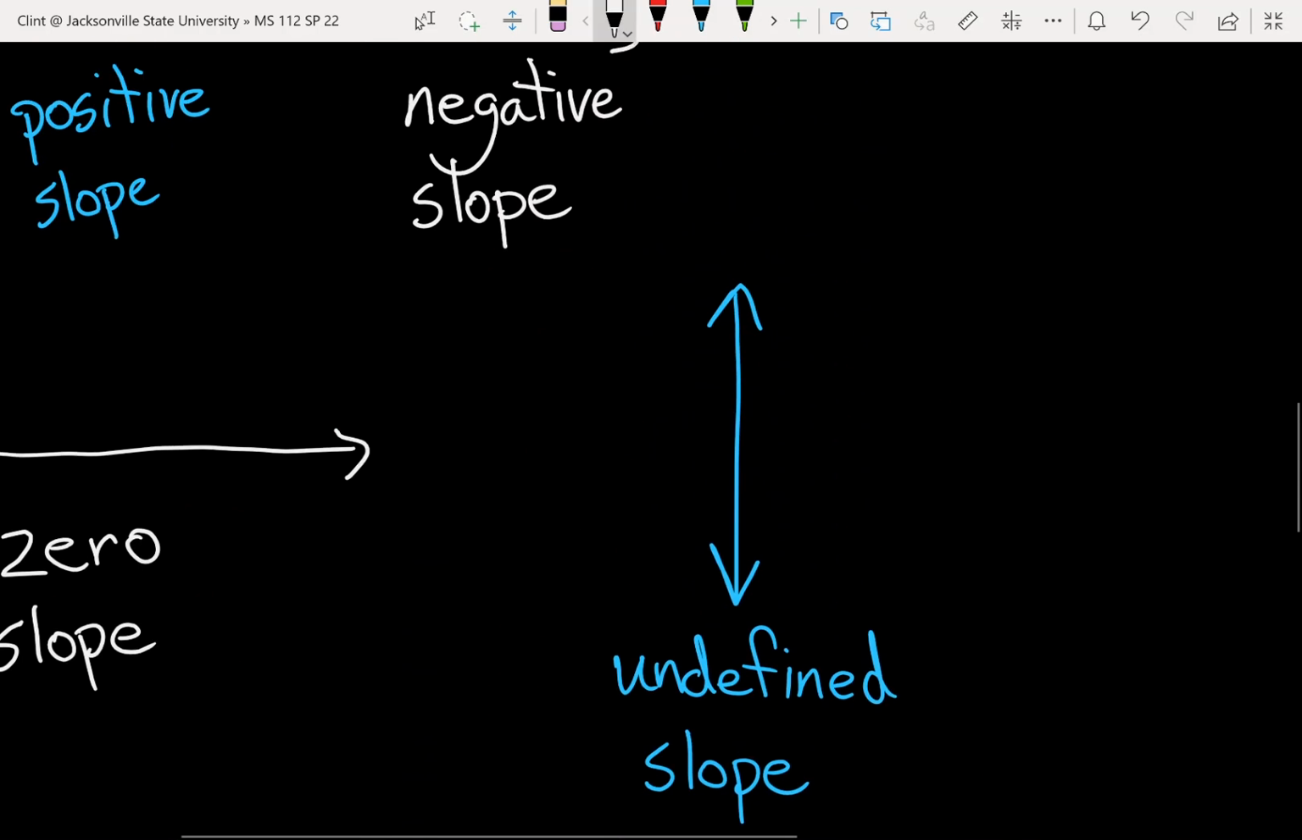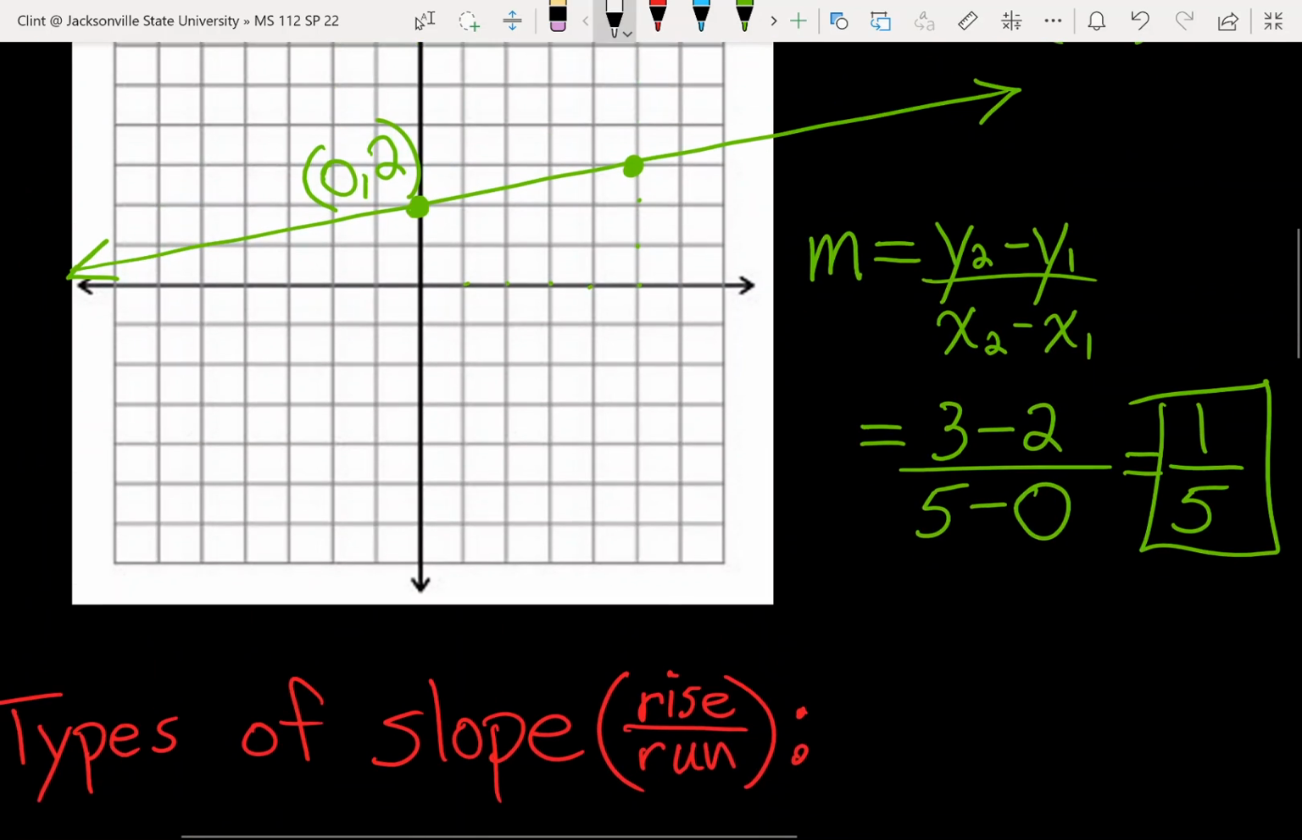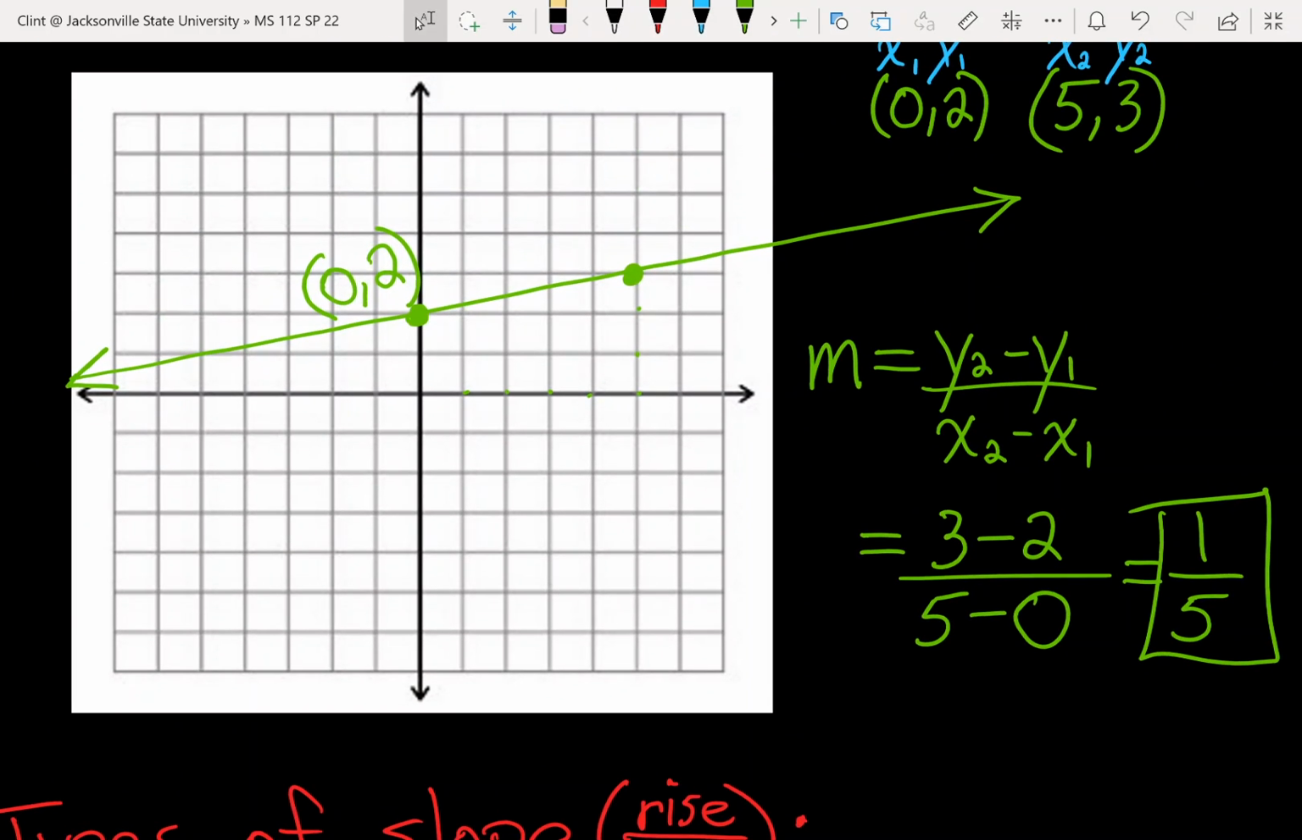If you've got a graph, and you can see where some of the points line up, you can just count off the graph. You don't have to do the formula. Like if I knew these 2 points were on my graph, I could say, well, I've got to go up 1 and over 1, 2, 3, 4, 5. So 1 over 5 would be okay there.